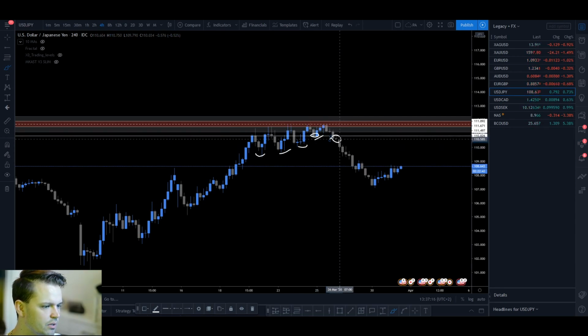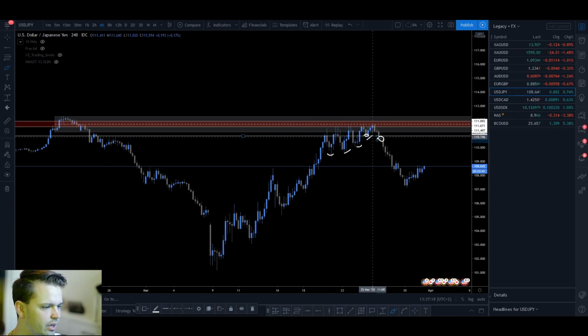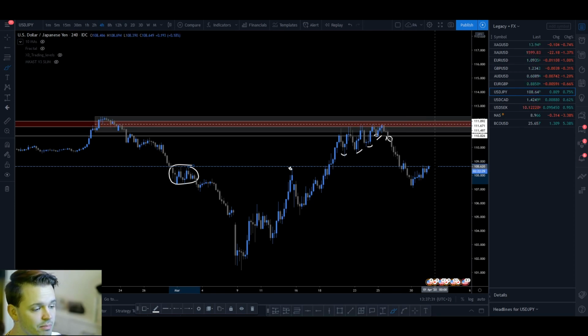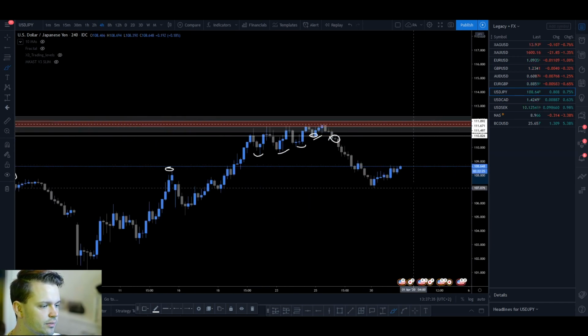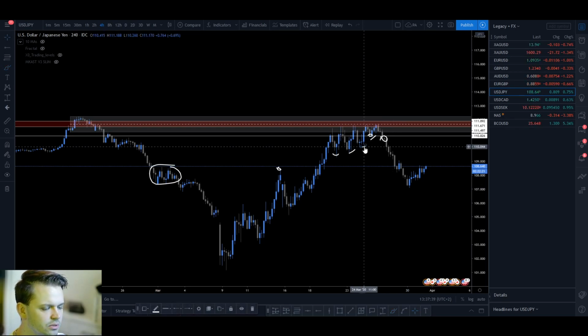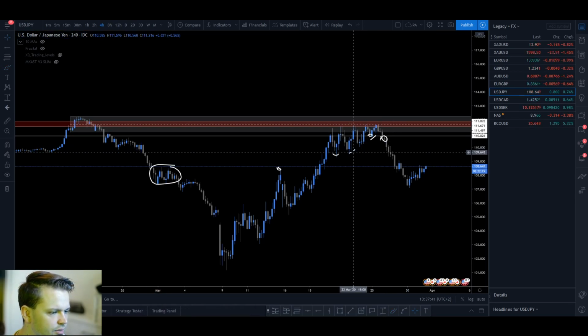This is probably when I would have entered short, first take profit. I'm looking at this wick here and this area here, which you can see it came down and tested that area perfectly. We're now seeing maybe a bearish retest of this area here, right? So that's what I'm seeing on USD versus yen.